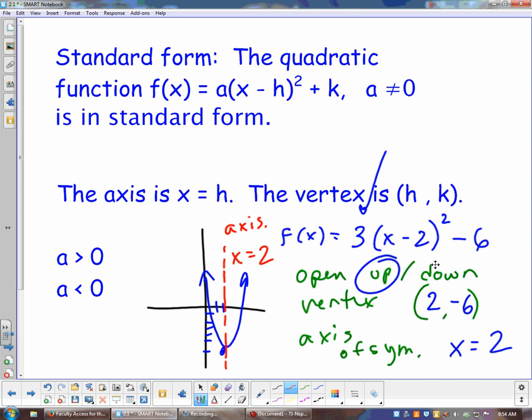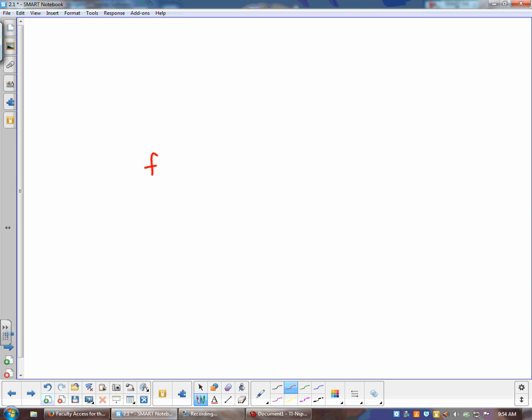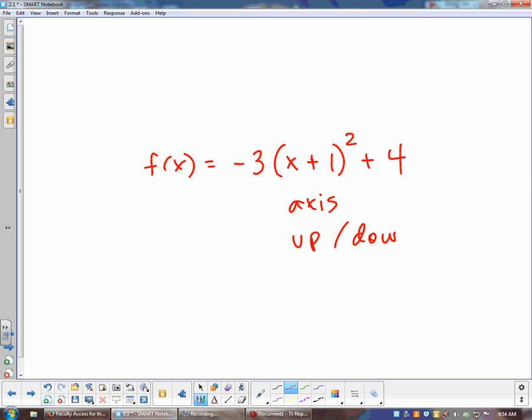All right, let's try one more of those. What if I said f of x equaling -3 times x plus 1 quantity squared plus 4. Tell me about the axis. Tell me, does it open up or down? Give me the vertex. What do you think? I'm going to start calling on people who have not helped me out yet today. Andrew, tell me what you can about this.